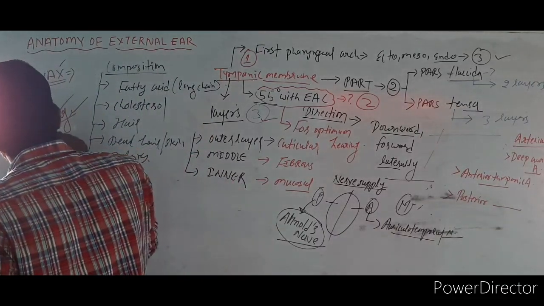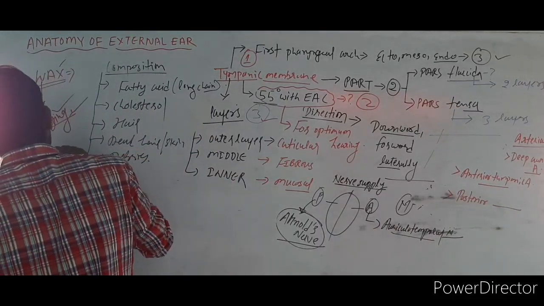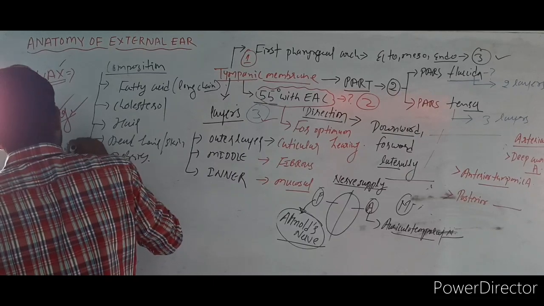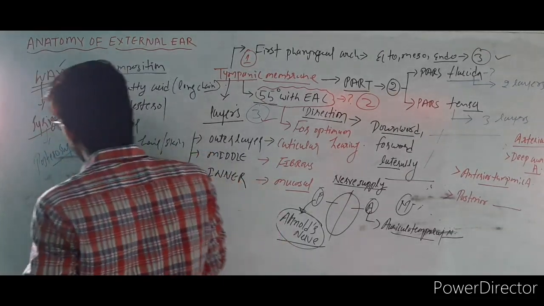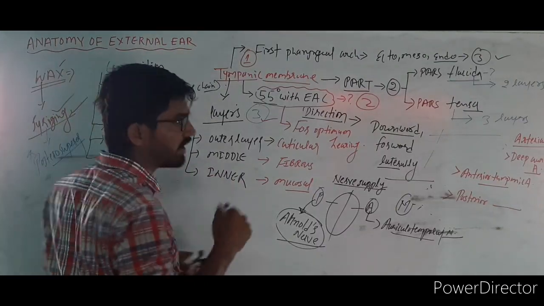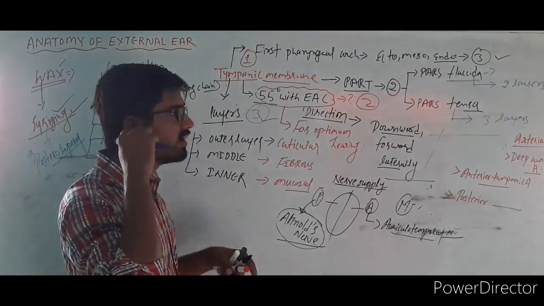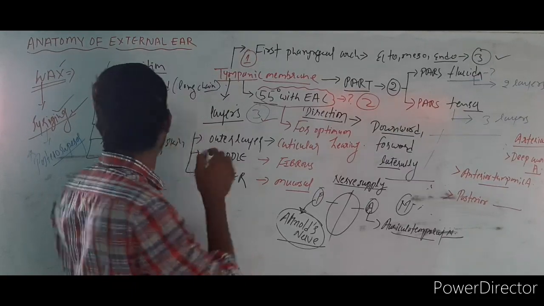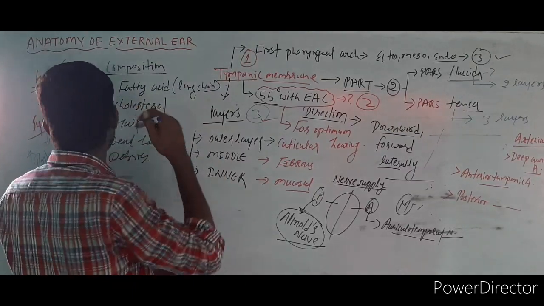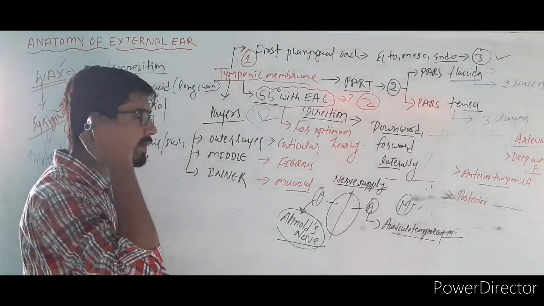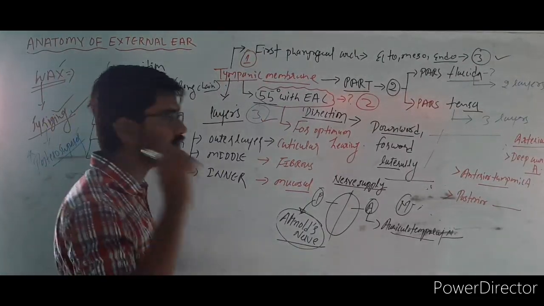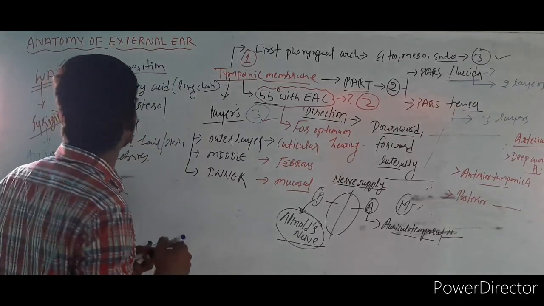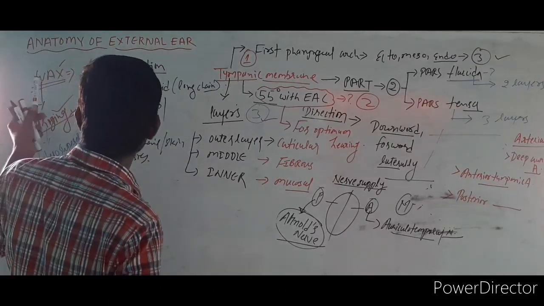The direction is postero-superior. This is the posterior part of the external auditory canal, and somewhere postero-superiorly here we have to direct the syringe. So this is the composition, and the wax we will remove by syringing.